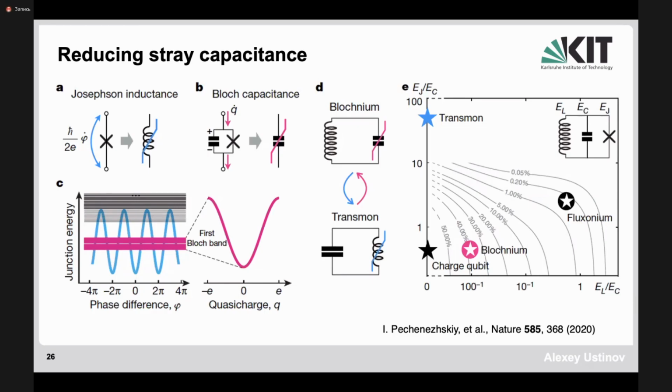If you look at the parameter space, this is the ratio of Josephson energy to charging energy. Now, this is the ratio of the inductive energy to the charging energy. And for fluxonium, the inductive energy is quite large, and therefore the point is somewhere here. This is the parameter range of fluxonium. For transmon, inductive energy is 0, so basically you are here, and for charge qubit it is also 0. So Blochnium is something in between charge qubit and fluxonium.